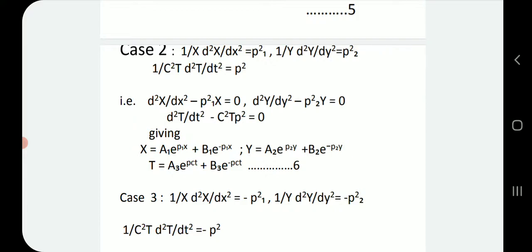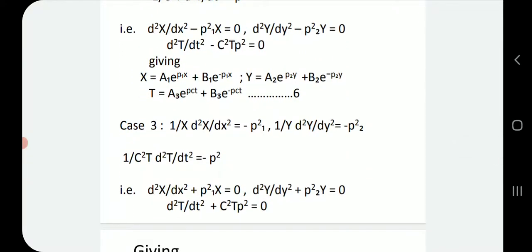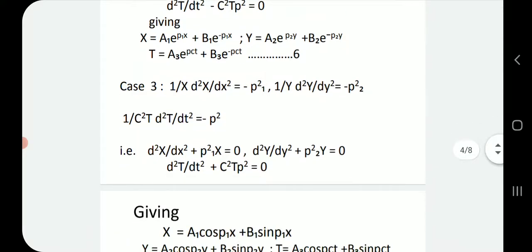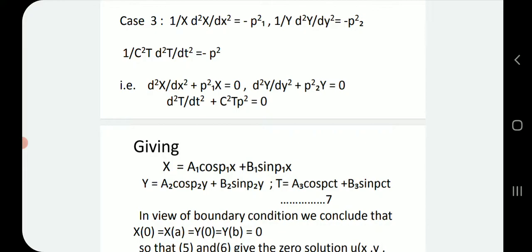This is equation sixth. Now case 3: (1/X) d²X/dx² = −p1², (1/Y) d²Y/dy² = −p2² and (1/(c²T)) d²T/dt² = −p². This implies d²X/dx² + p1²X = 0, d²Y/dy² + p2²Y = 0 and d²T/dt² + c²p²T = 0. Now we find the roots are ±p1i, so the roots are imaginary and the general solution is X = a1cos(p1x) + b1sin(p1x), Y = a2cos(p2y) + b2sin(p2y) and T = a3cos(pct) + b3sin(pct).